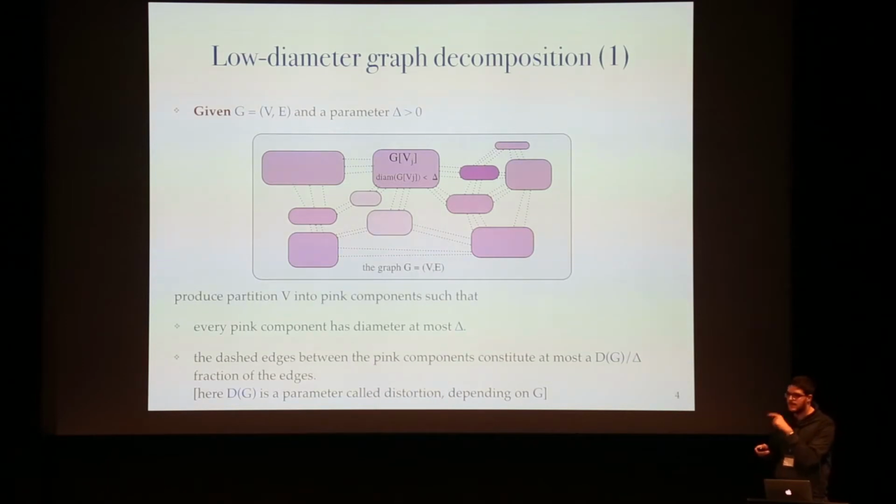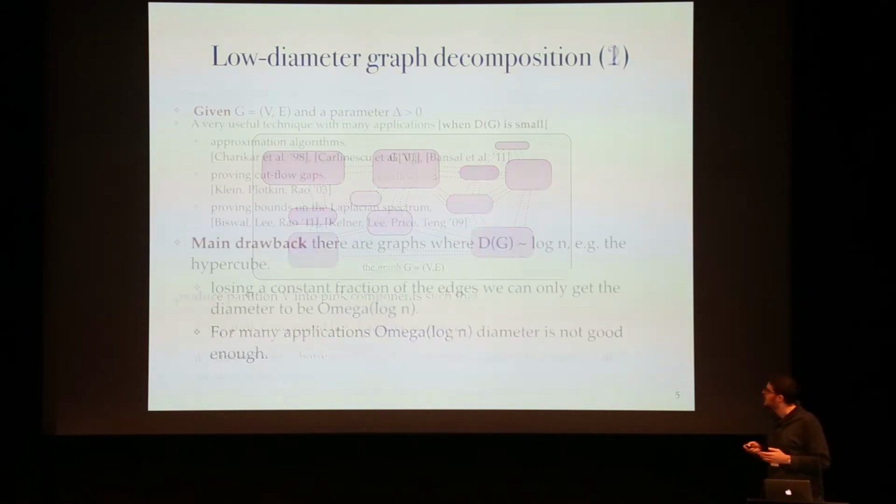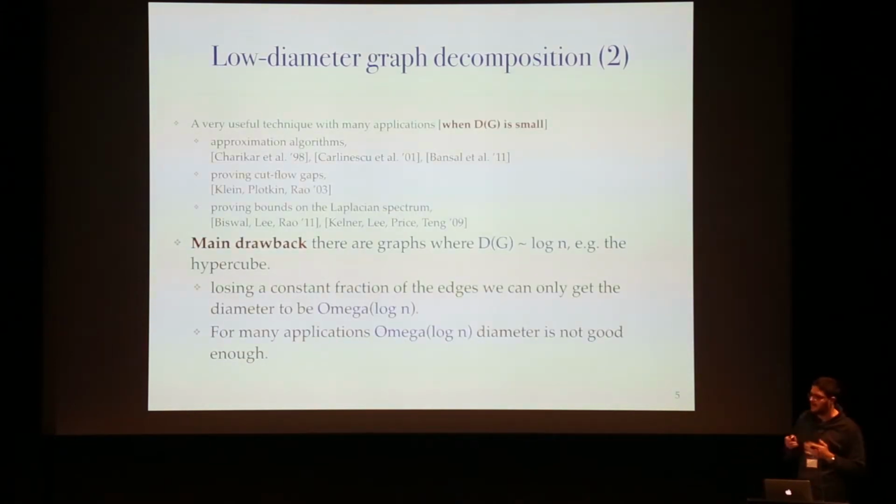So the smaller delta gets, the more edges I'm going to have to cut, but I want the fraction of the edges I'm cutting to scale like 1 over delta, and I'm going to quantify how far away from that case by a parameter called the distortion. So I'm going to say that the actual fraction of the edges that I'm cutting is D of G over delta. And I want this D of G to be order 1. And indeed, when it's order 1, this technique is very useful.